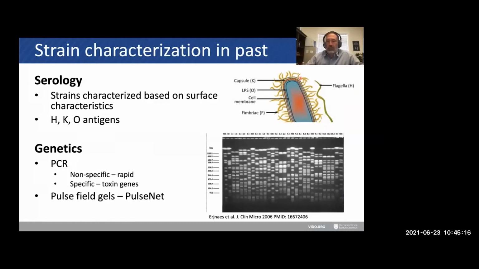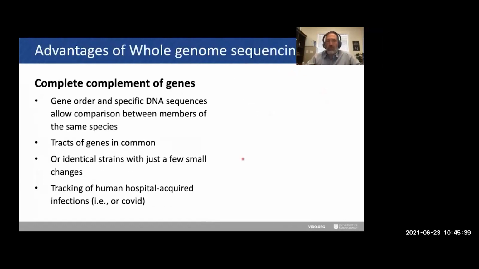So here's just a picture from a highly cited paper in 2006. And you can see that from the patterns generated by pulse field gel electrophoresis, you can tell that strains are related to each other. What you can't tell from this is the individual nucleotide differences in some cases, or basically just how related strains are to each other. And that's where whole genome sequencing comes in.